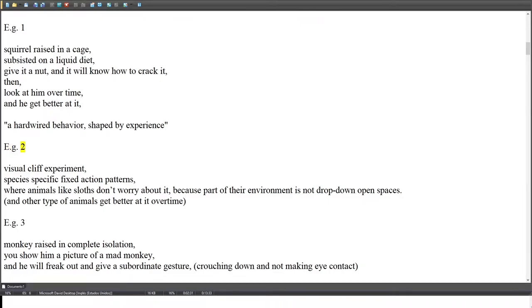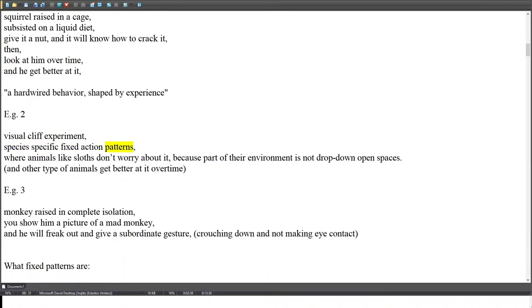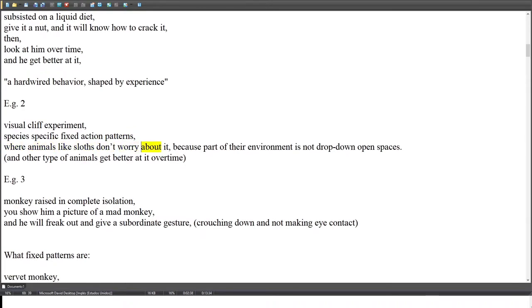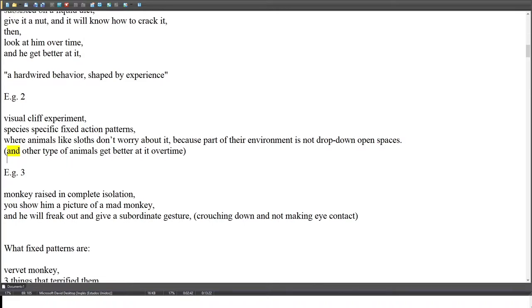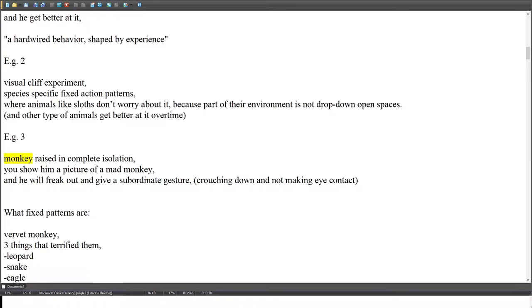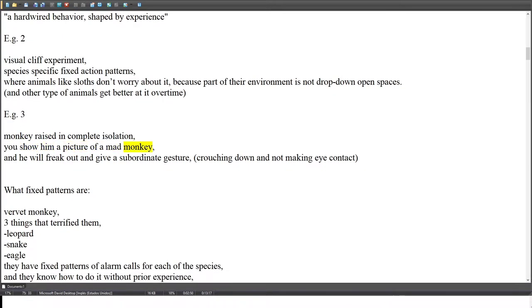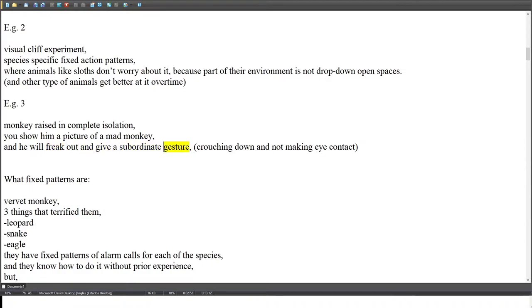Example 2: the visual cliff experiment. Species-specific fixed action patterns: animals like sloths don't worry about it, because part of their environment is not open drop-offs, while other types of animals get better at it over time. Example 3: a monkey raised in complete isolation. You show it a picture of a mad monkey, and it will freak out and give a subordinate gesture, crouching down and not making eye contact.